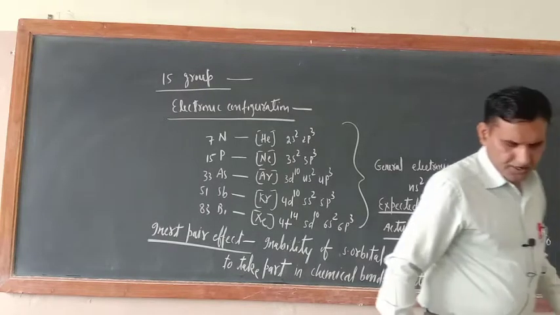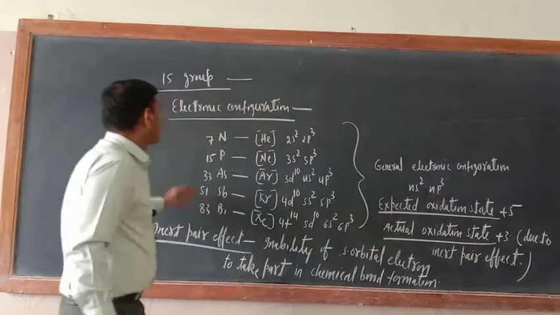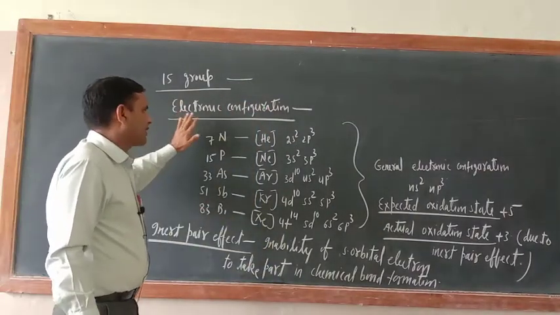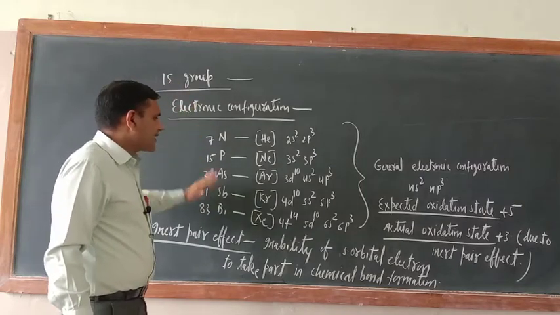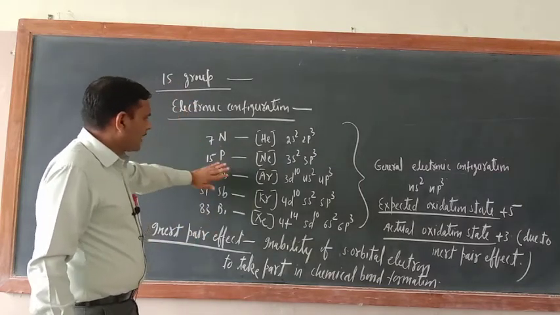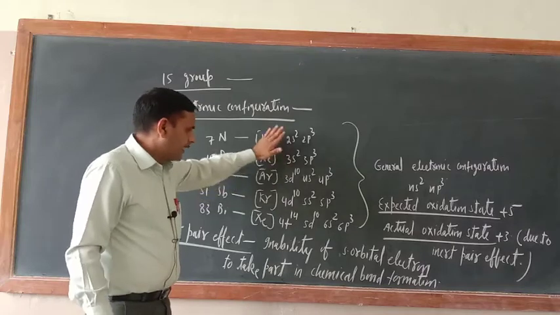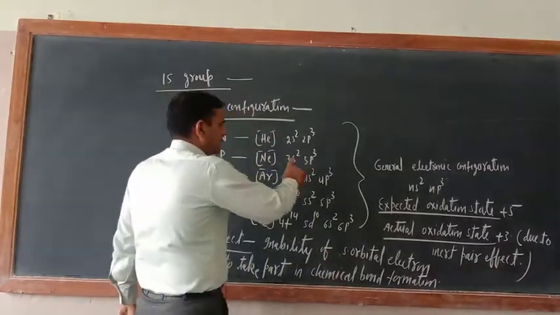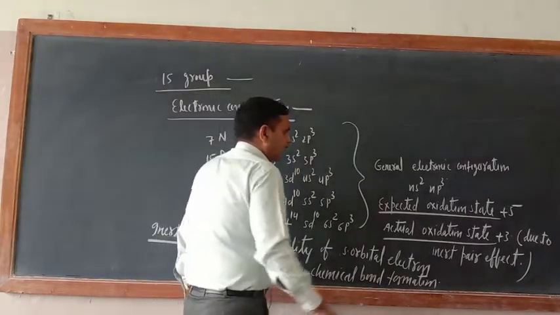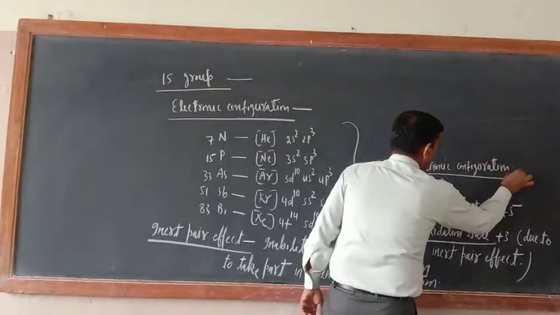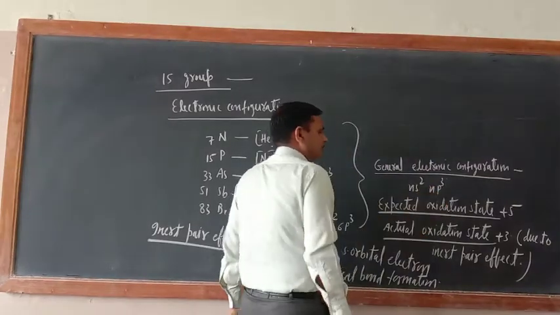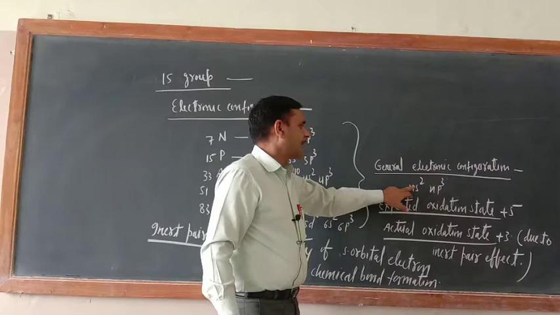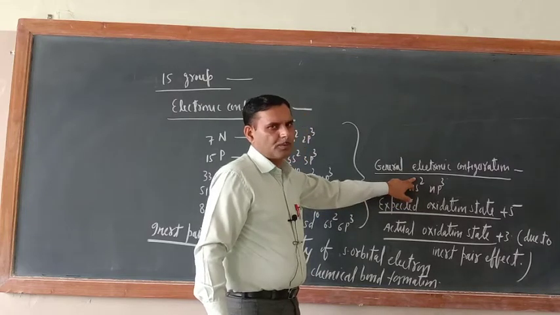As you know, we have already started group number 15, and yesterday I taught you electronic configuration. If you see carefully, their electronic configuration is like that. Now, what is their general electronic configuration? It is ns2np3, which means 3 electrons in the p orbital and 2 electrons in the s orbital.